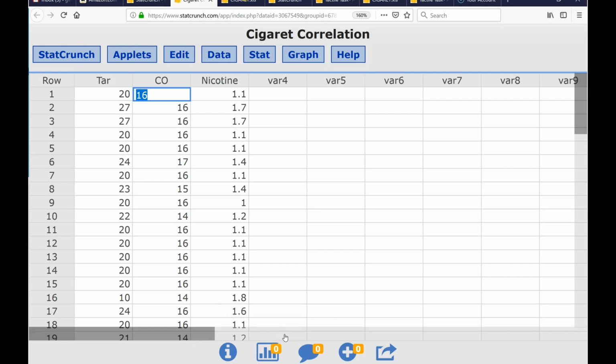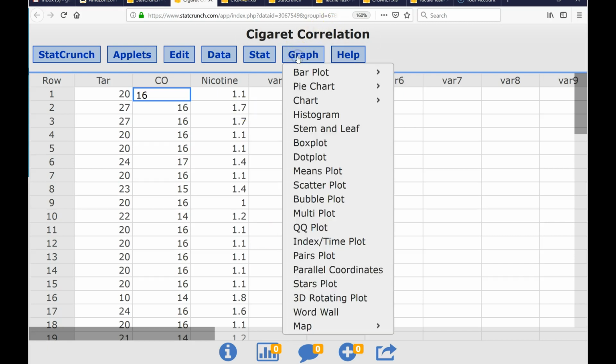So let's take a look at this, and let's talk about what are the things that actually tell us those three things. We're going to start out with a graph. I'm going to click on my graph, and because it's Q to Q, and we're looking at correlation, the graph that we use is the scatter plot.